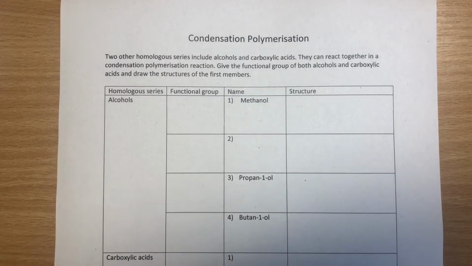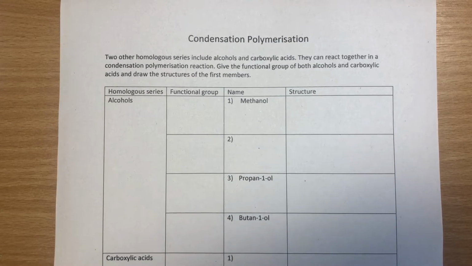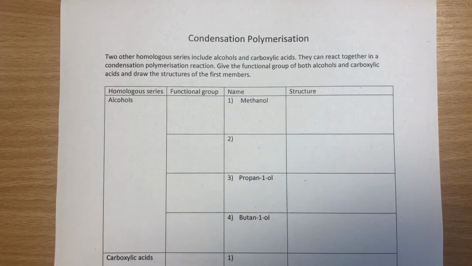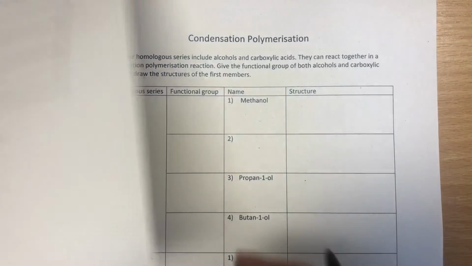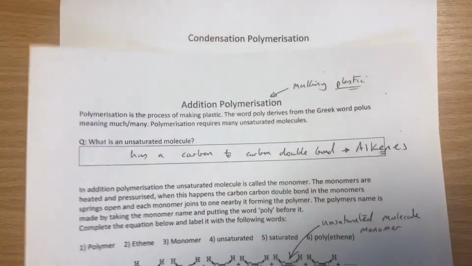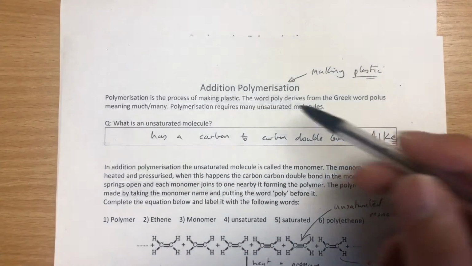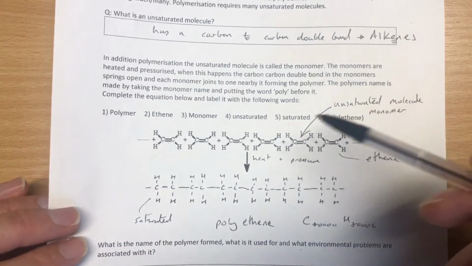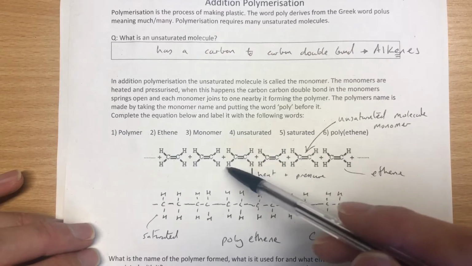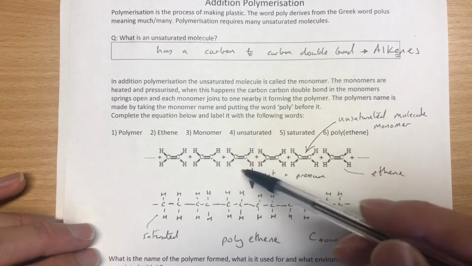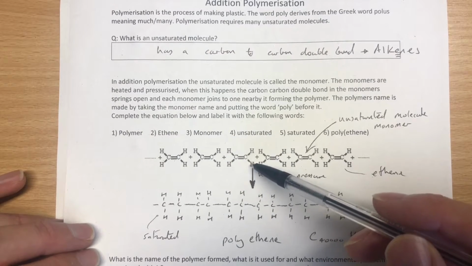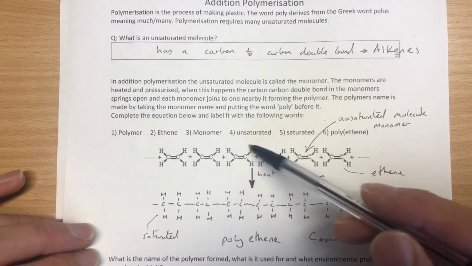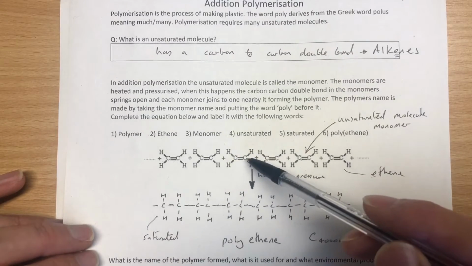We're going to concentrate here on condensation polymerization. In the other video a couple of pages ago, we looked at addition polymerization, and just a quick recap of that. Addition polymerization was all about making plastic, and we started with ethene molecules, an unsaturated alkene. The alkene comes from cracking long chain alkanes. Anyway, we take these alkenes, we take lots of them together, we heat them up.